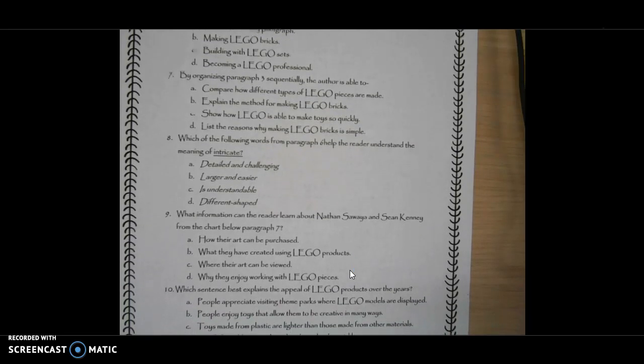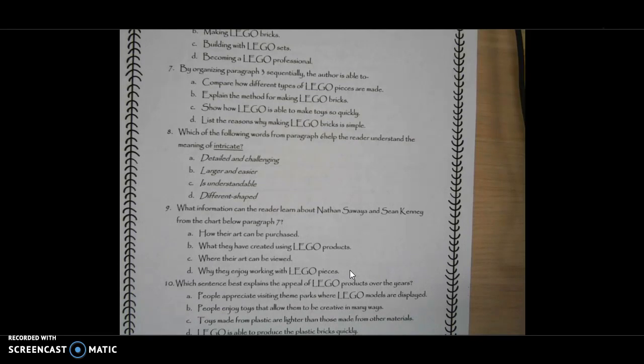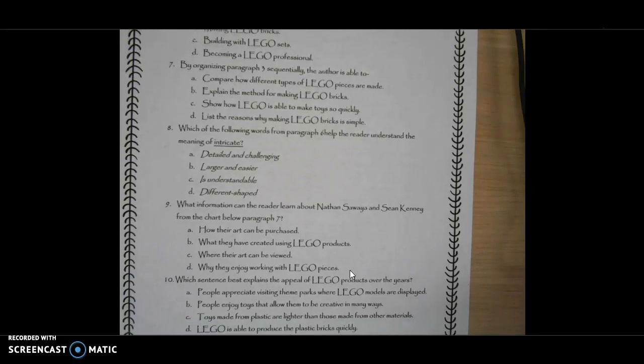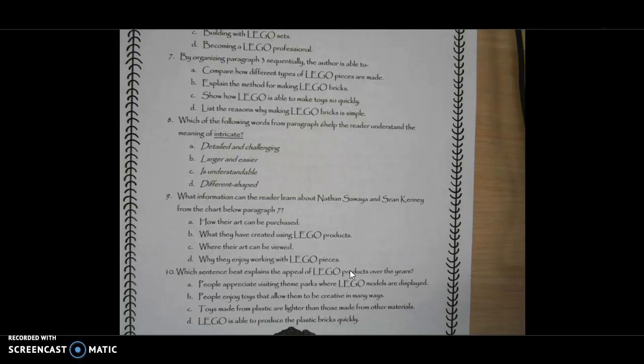9. What information can the reader learn about Nathan Sawaya and Sean Kenny from the chart below paragraph 7? A. How their art can be purchased. B. What they have created using Lego products. C. Where their art can be viewed. Or D. Why they enjoy working with Lego pieces.